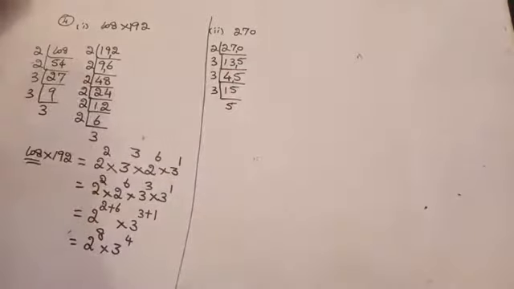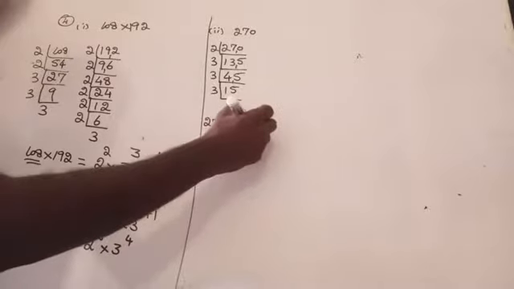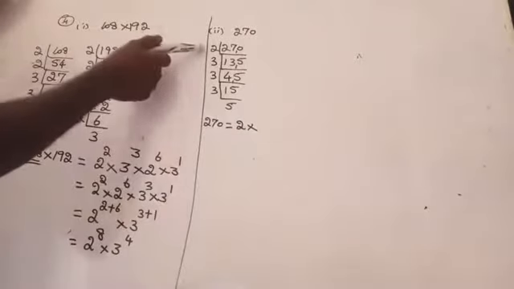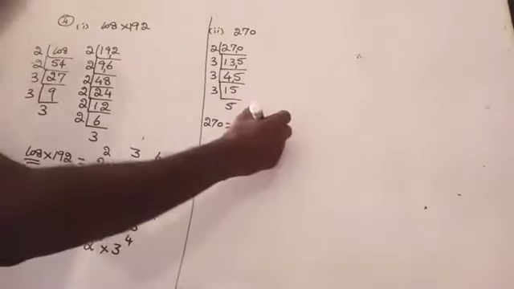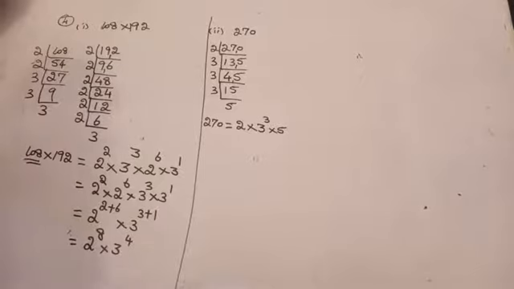Are you getting here? So, 270 can be written as 2 into, because there is only one 2, here how many 3s are there? Three 3s are there. So, 3 to the power 3 into 5 to the power 1. Are you getting there? Yes. Shall we move to the next question?